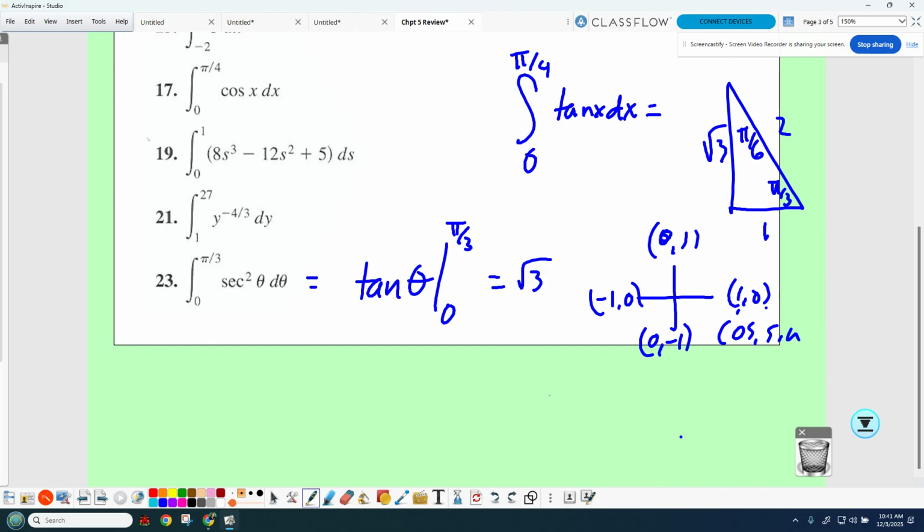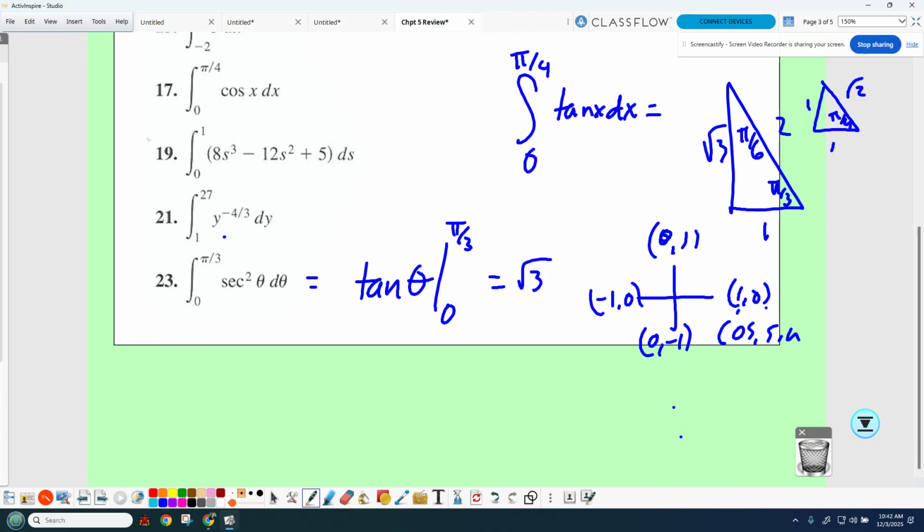Cotangent of negative pi over 2, negative 1 over 0 is undefined. Know the two triangles. What's the other triangle? 1, 45, 45, 45, 45, 90. Secant of pi over 4, root 2. Cosecant of pi over 4, also root 2. Okay. Just checking.